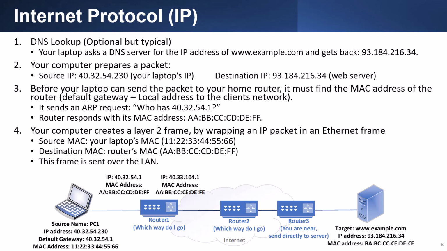Step 4. Your computer creates a layer 2 frame by wrapping an IP packet in an Ethernet frame. Source MAC, your laptop's MAC address of 11:22:33:44:55:66, and a destination MAC address, which is the router's MAC address of AA:BB:CC:CD:DE:FF. This frame is sent over the LAN.